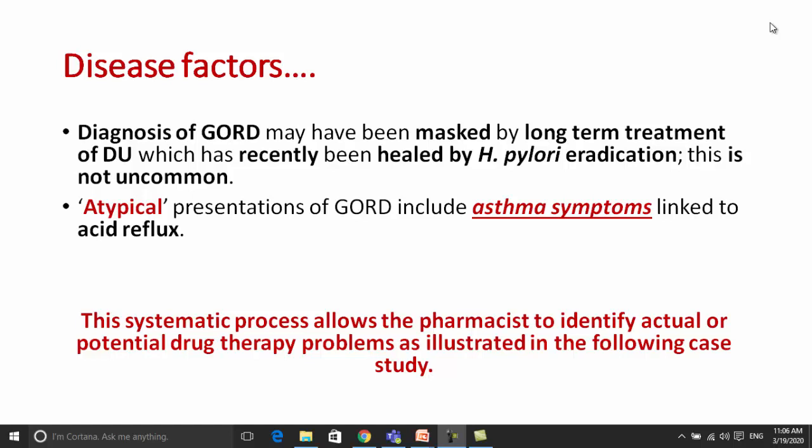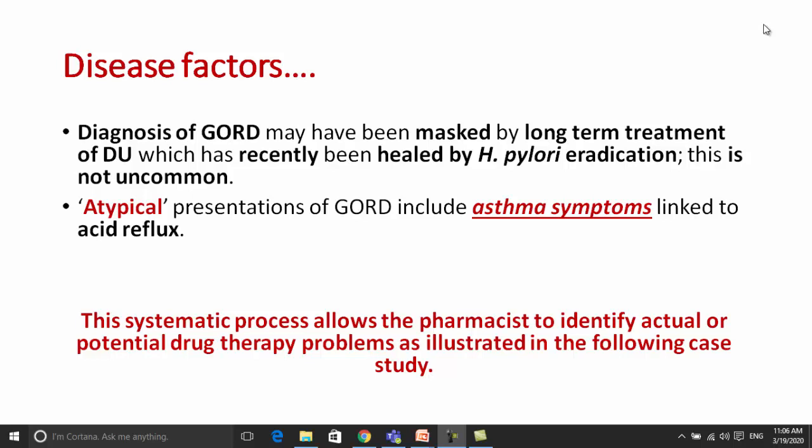This is not uncommon. This means that the patient is receiving omeprazole as part of successful H. pylori eradication, and the use of omeprazole during endoscopy can mask a serious gastroesophageal reflux pathological process going on in the patient's body. Atypical presentation includes asthma symptoms linked to acid reflux. So we don't know whether this atypical presentation affects asthma symptom exacerbation or diagnosis even, but here it's important to collect further information to understand more.